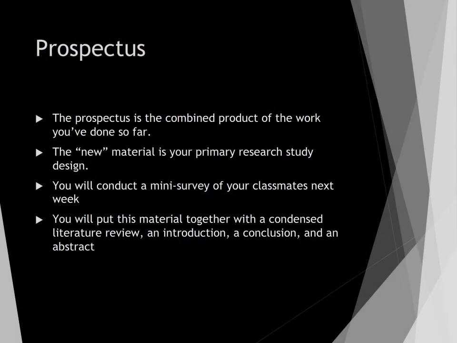The prospectus is in large part a combination of work you have already done this semester. Your literature review, annotated bibliography, and set of research toolbox posts all contribute in different ways to the larger prospectus document. The new material for the prospectus consists primarily of the primary research plan you'll be describing and the reflection and report on the in-class mini-survey. You'll combine these with the condensed version of the literature review, an introduction, conclusion, and finally an abstract for the entire prospectus.